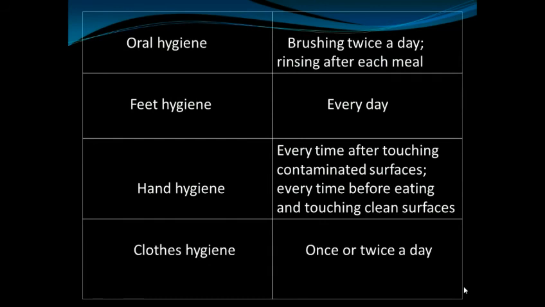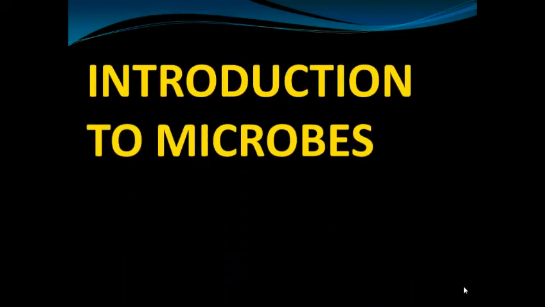Okay, and next we moved on to the oral hygiene. So you are supposed to brush your teeth twice a day and you must rinse your mouth after every meal. Okay, and next one is the feet hygiene, and you must wash your foot every day. Okay, and next one is the hand hygiene, and you are supposed to wash your hands every time after touching the infected surfaces. Okay, that is contaminated surfaces, and you are supposed to wash your hands before eating. Okay, and next one is the clothes hygiene, and you are supposed to wash your clothes once or twice a day. Okay, and next we moved on to the introduction to microbes.